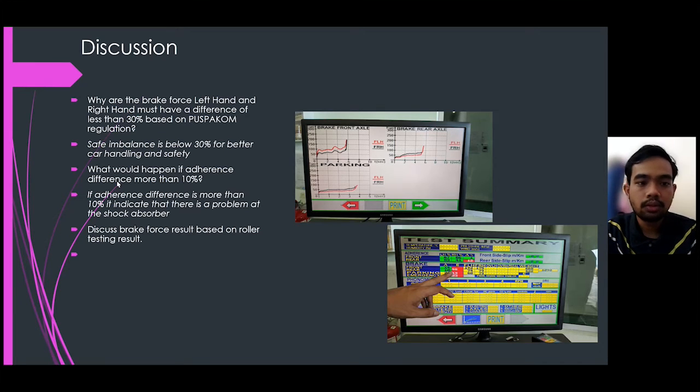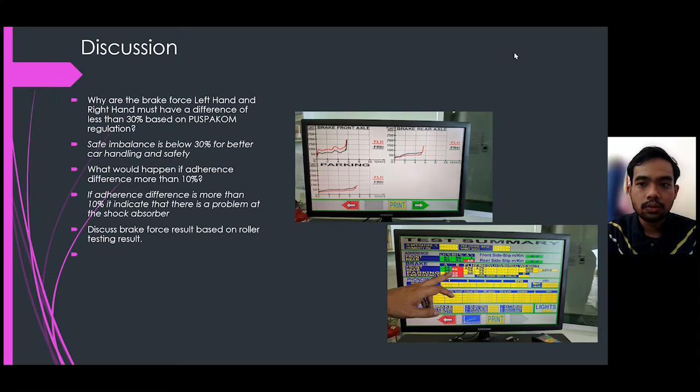Second question: what would happen if the adherence difference is more than 10%? So if the adherence difference is more than 10%, it can indicate there is a problem at the shock absorber. Maybe there is some leaking, or the damping has decreased over time.